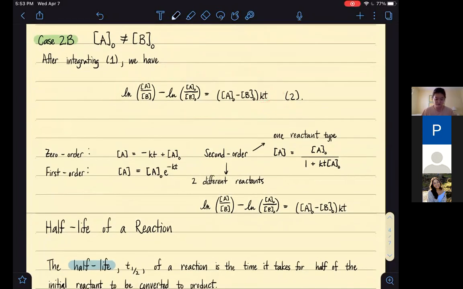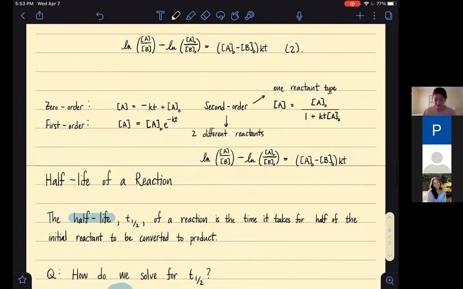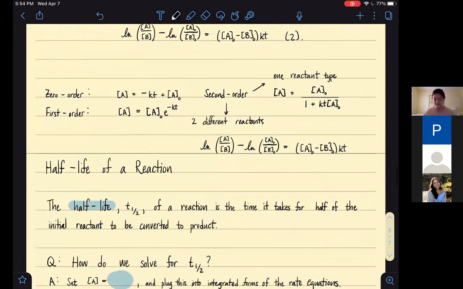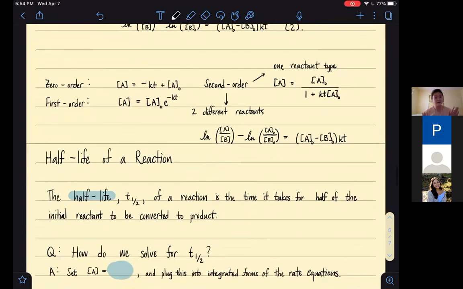So as a recap, just remember the equations for the different orders. So for second order, it's a lot more complicated. You can divide it into either one reaction type or 2 different reactants. And if there are 2 different reactants, you also have to consider the initial concentrations as well. But deriving the complicated formula over here is not really important.